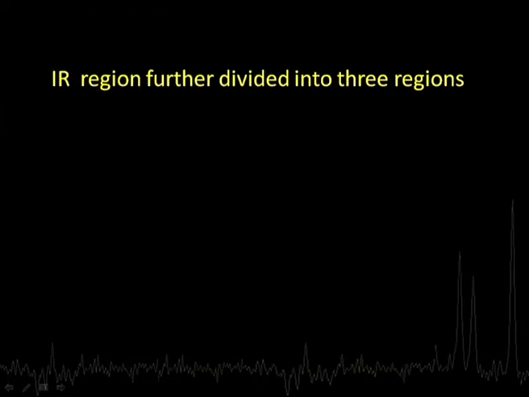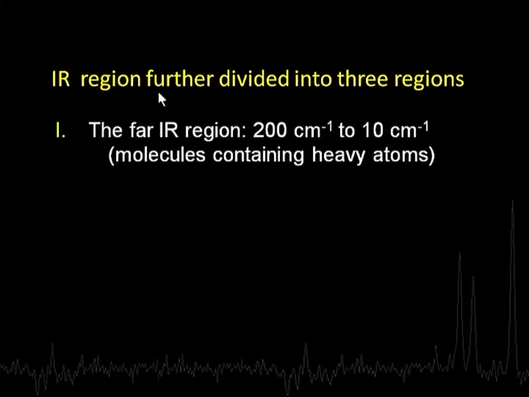Now if you go a little further into this, we find that this IR region is further divided into three components. One is called the far IR region. This extends from about 10 centimeter inverse to 200 centimeter inverse. Basically this is far from the red end of the visible part. In this region, the molecules which contain heavy atoms are the ones which absorb radiation in this range. Typically for an organic chemist, this region is not of much interest.